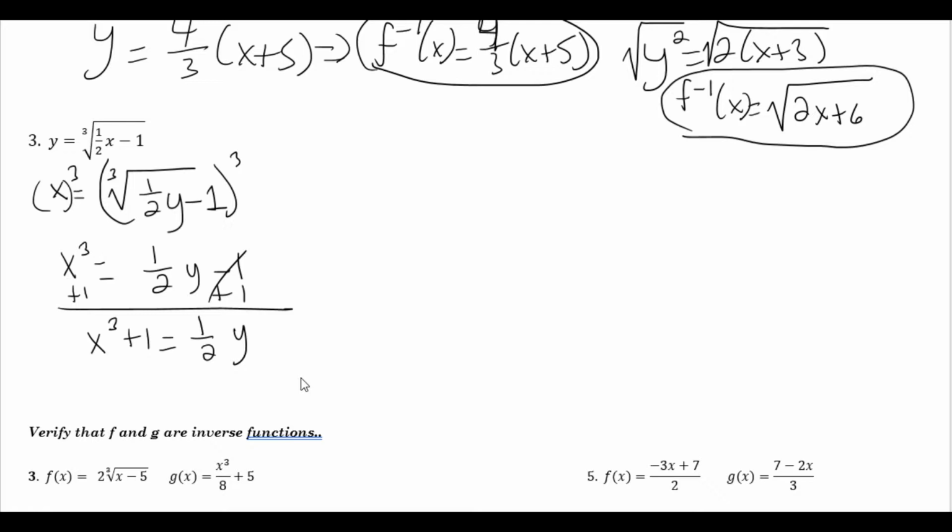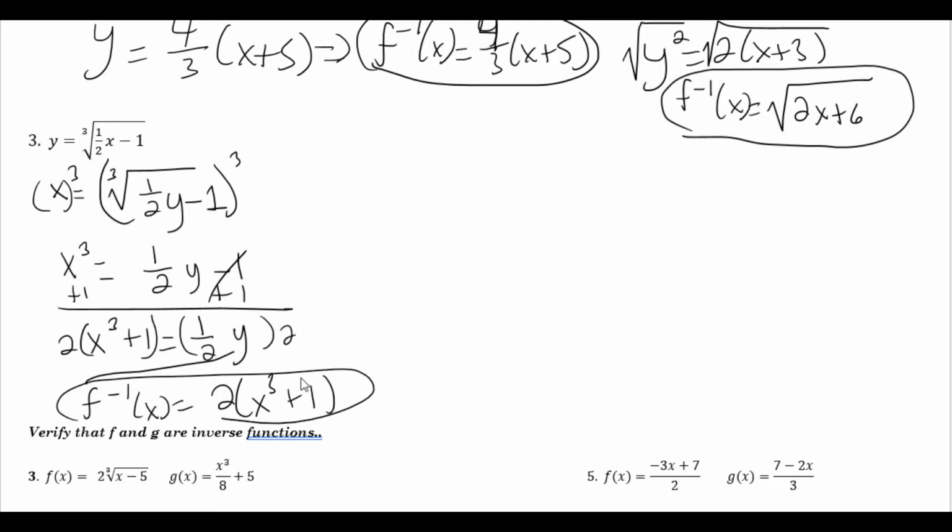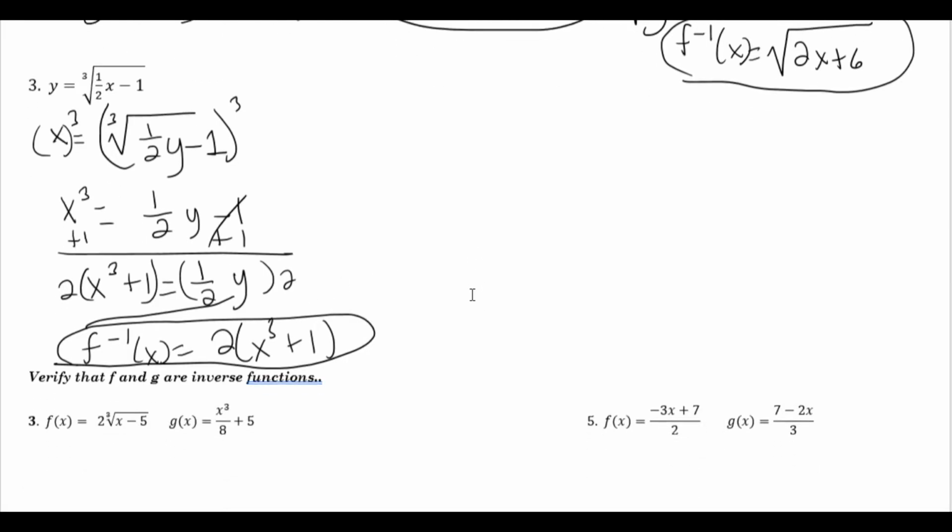All right, so now we need to multiply by 2. So we have y, so I'm going to change that y to an f inverse, equals 2 times x cubed plus 1. If you want, you can distribute that, or you can leave it like that. It doesn't matter, as long as you know how to solve it. As long as you know how to find the inverse, you should be fine.